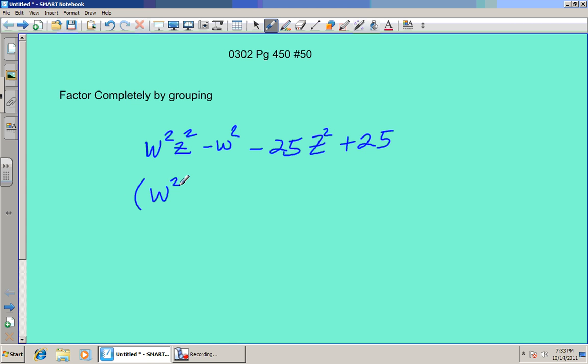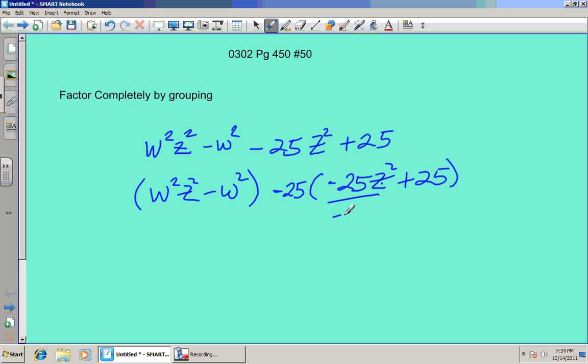Say w squared z squared minus w squared. We'll put a parenthesis around it, and we'll put a minus here. And we'll do this. Put minus 25 z squared plus 25. Now I'm going to factor out of the first one a minus 25 because that's what's in front of this one.